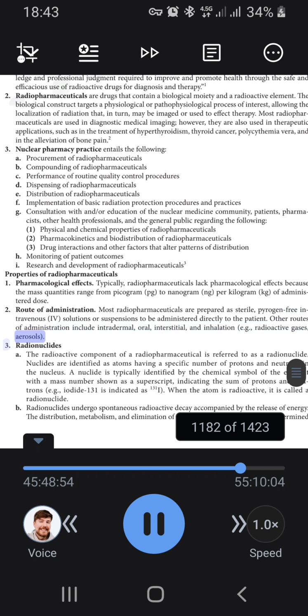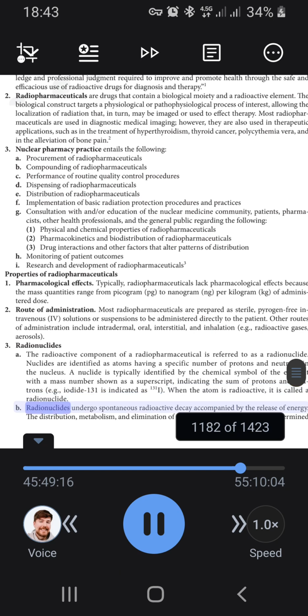3. Radionuclides. The radioactive component of a radiopharmaceutical is referred to as a radionuclide. Nuclides are identified as atoms having a specific number of protons and neutrons in the nucleus. A nuclide is typically identified by the chemical symbol of the element with a mass number shown as a superscript, indicating the sum of protons and neutrons. For example, iodine-131 is indicated as 131I. When the atom is radioactive, it is called a radionuclide.